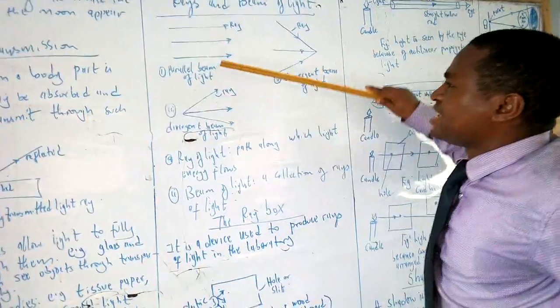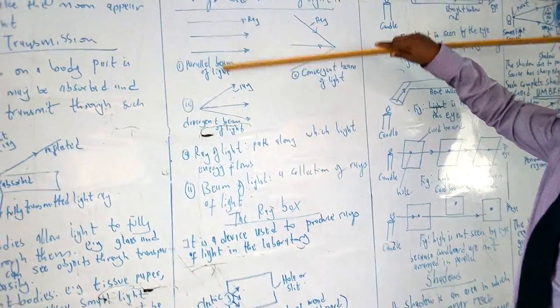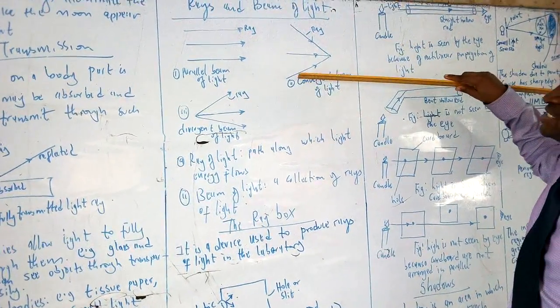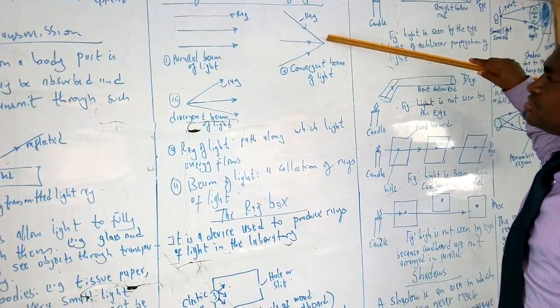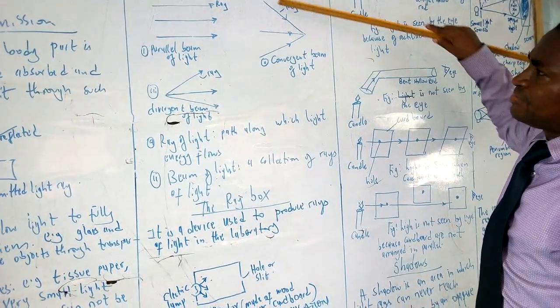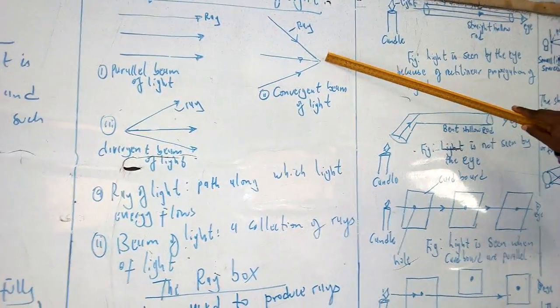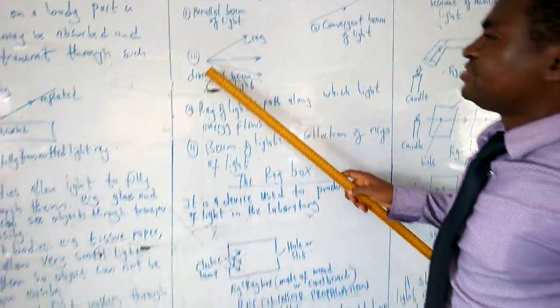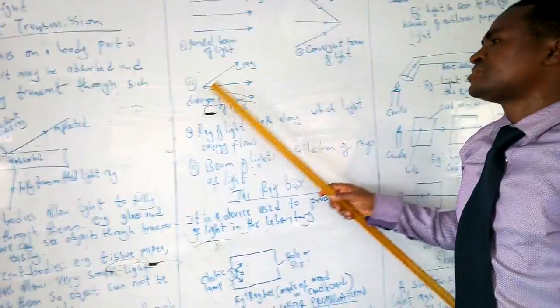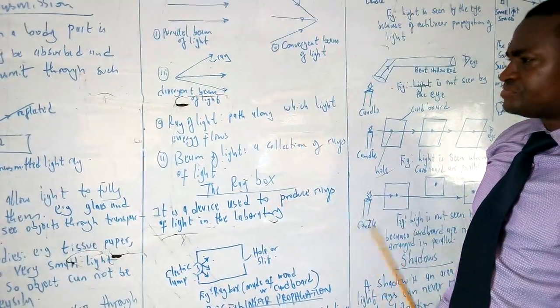We can have them in the form of a parallel beam of light. We can have them as if they are moving towards a point. I'm talking about different rays of light converging at a point, coming together at a point. And we can also have different rays of light coming from a point. I mean spreading out, that is divergent.